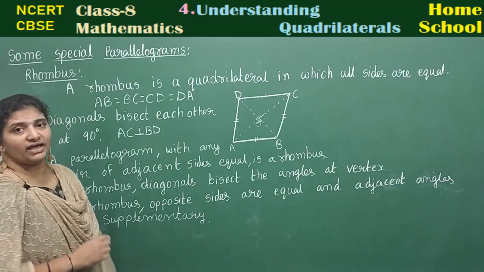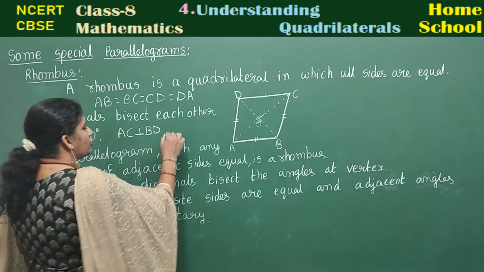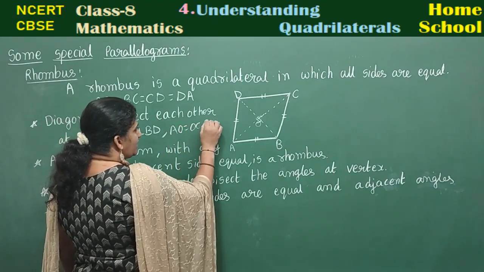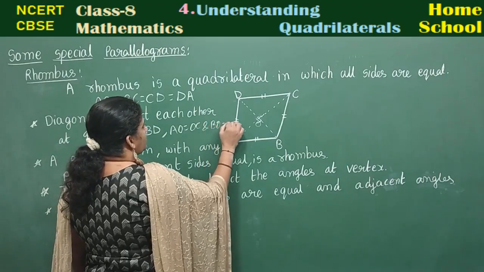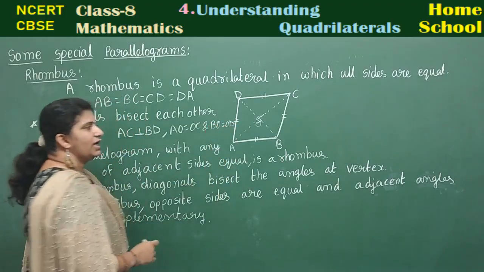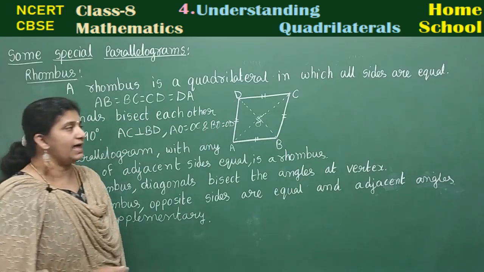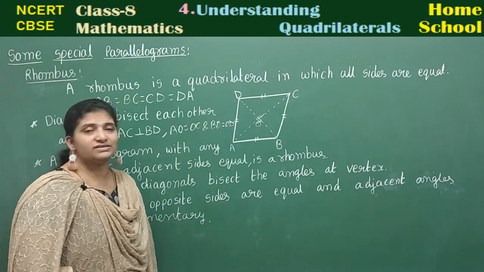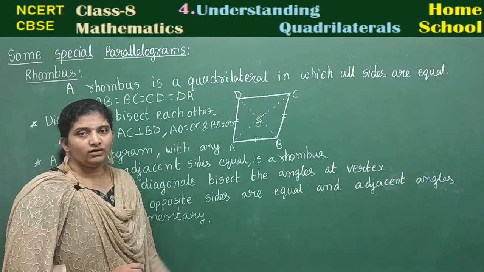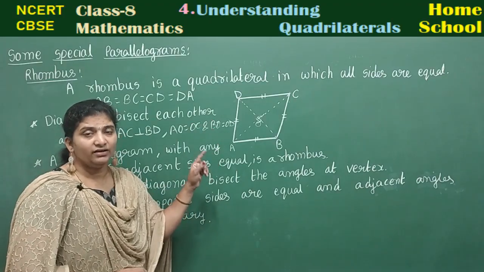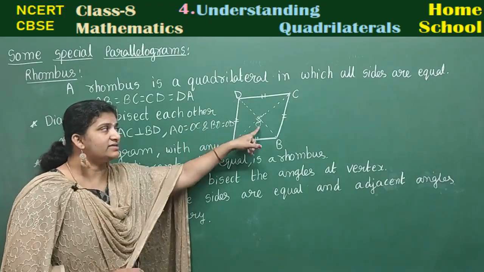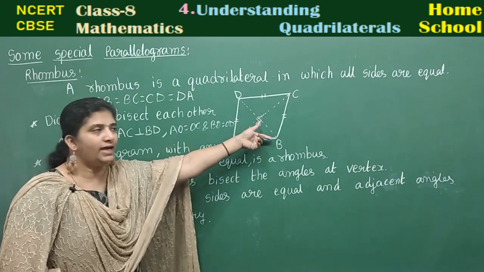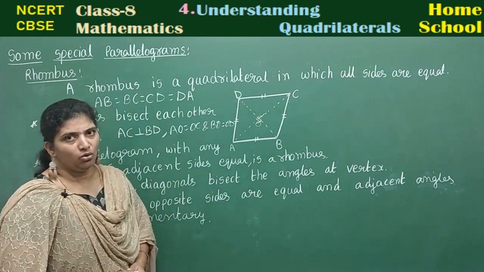And one more thing, they are bisecting each other. So you may write it as AO is equal to OC and BO is equal to OD. Never write that AC is equal to BD. Diagonals are bisected and these diagonals are intersecting at a point O. AO is equal to OC and BO is equal to OD.